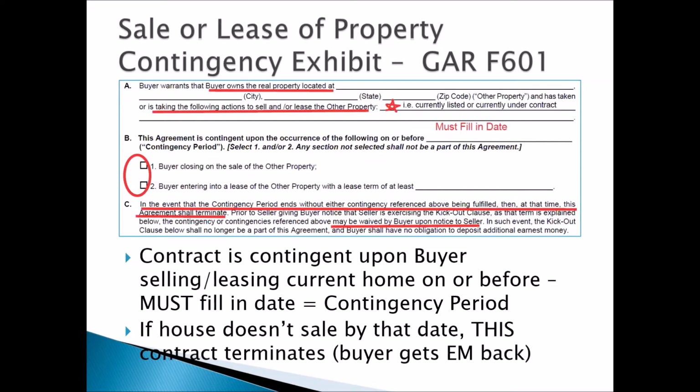Now, the buyer can always remove this contingency themselves and say, nope, guess what? My circumstances have changed. I want to proceed with the sale of the new home. I'm removing this contingency. It doesn't matter what happens with my current home.